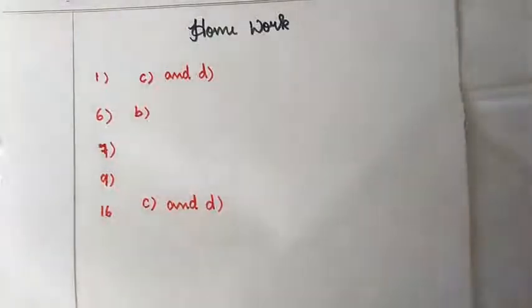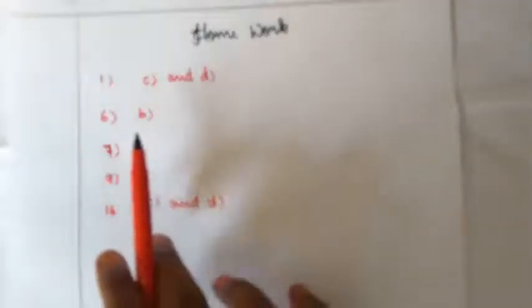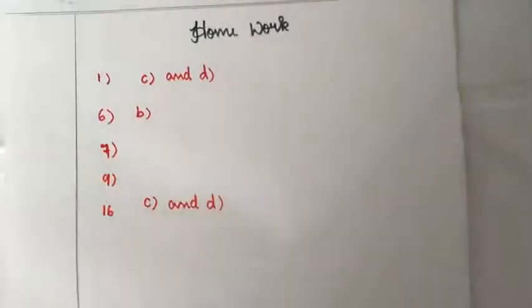Next we have to move to the homework problem. This is a homework problem. In first sum you have two subdivision C and D. In second sum you have one subdivision, that is B. Next 6, 9 and 16. In 16 you have C and D subdivision.